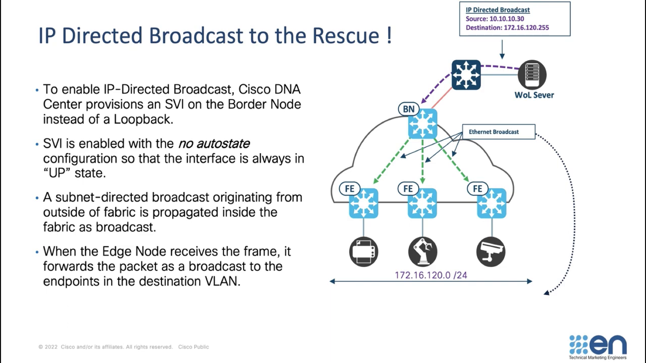There are two critical requirements for SD-Access IP-directed broadcast. All fabric edge nodes and border nodes must be Catalyst 9000 series switches. Also, multicast must be enabled in the underlay, as IP-directed broadcast requires a Layer 2 overlay in the fabric site. Now, let's have a look at how IP-directed broadcast is enabled.